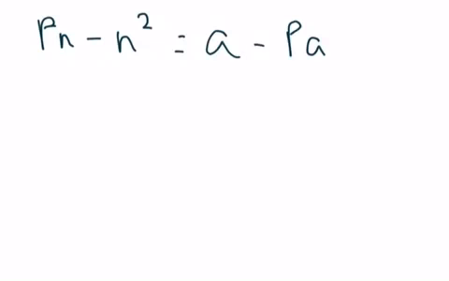Right, now what do we do? Well, this step is key, and this is something you need to realize. So on the right hand side we have the a minus pa, and I want a on its own. So what can I do? Well, I've got two factors here. I've got an a and a pa. What I can do here is to factorize. So if I take the a outside, in my bracket I would have 1 minus p, because if I expand this bracket it would give me a minus pa.